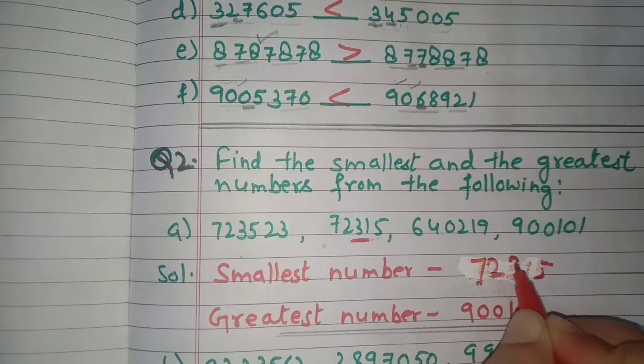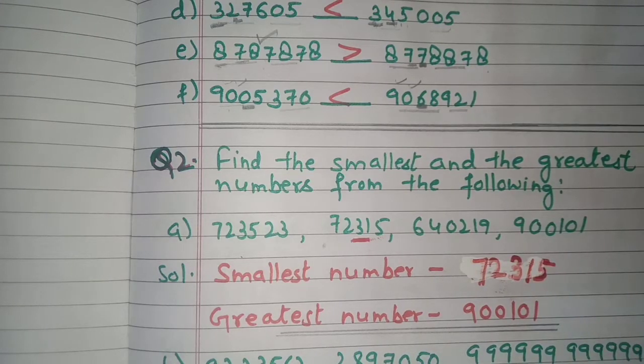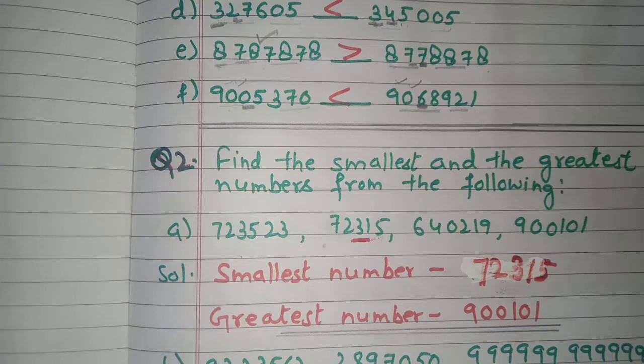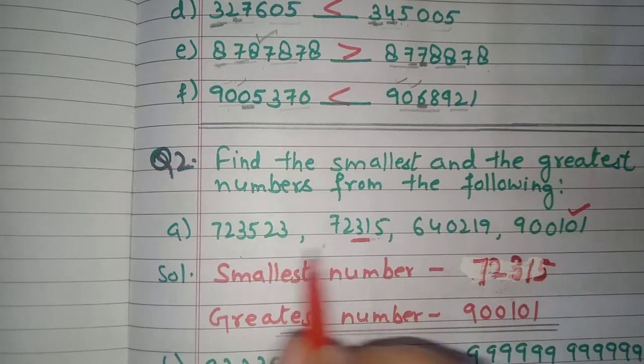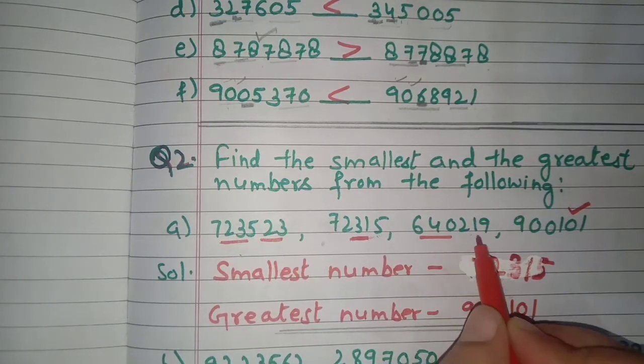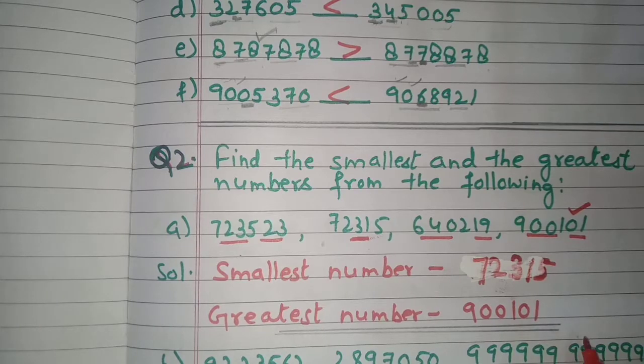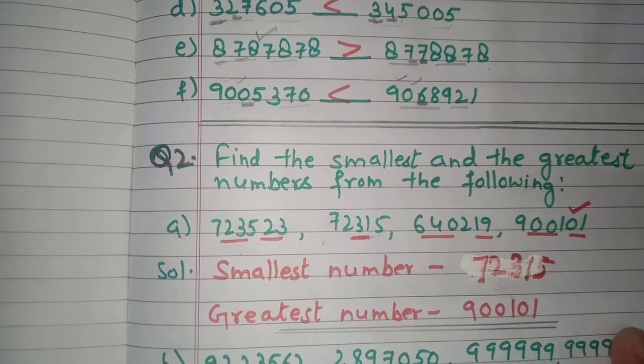So here we can see that this one is having less number of digits as compared to the other numbers. So 72315, means 72,315 is the smallest one. And if we look for the greatest one, this one is the greatest number because its first digit is greater as compared to the other numbers, whereas the number of digits are equal in all these numbers. So 900101, this is the greatest one.